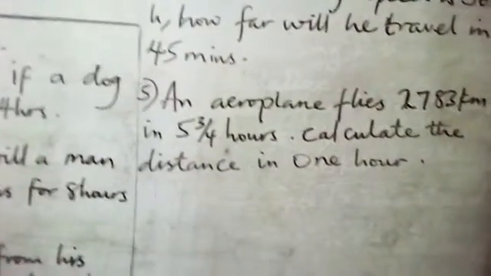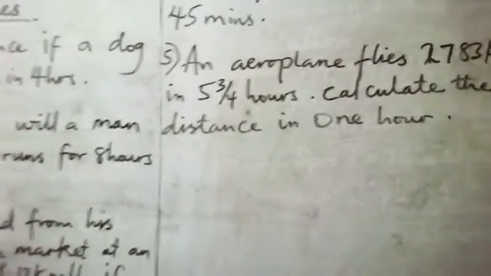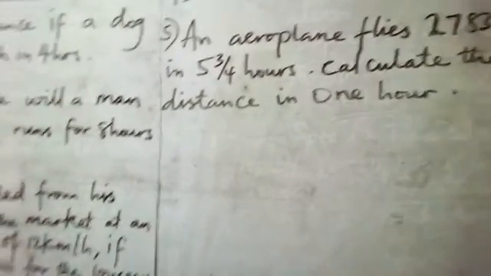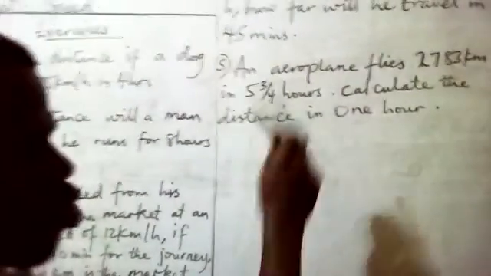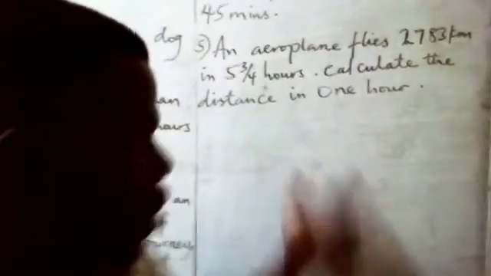And the last question, an aeroplane flies 2,783 kilometers in 5 and 3 over 4 hours. Calculate the distance in 1 hour. Remember here, your average speed is not given to you, so you are going to look for your average speed first before you look for the distance.